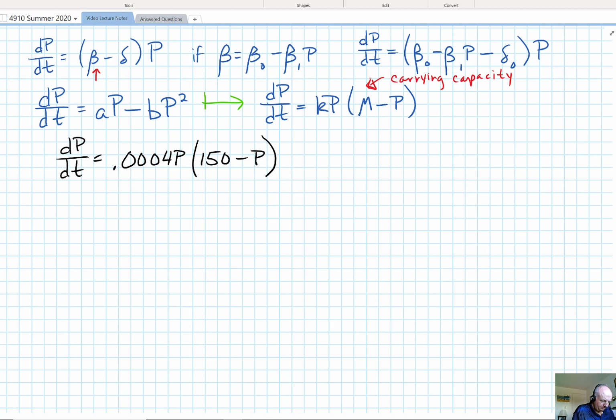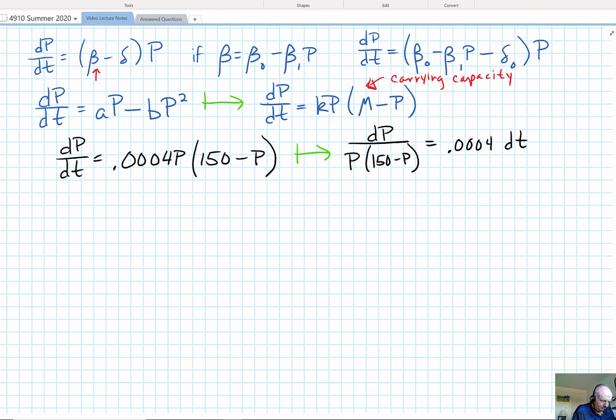Now we can actually solve this by separating the variables. Okay, so what we'll do is, of course, we'll move, let's do it this way, we'll move the p's over under the dp, so we end up with 1 over p times (150 minus p) equals 0.0004 dt. Now that's easily separable, right?